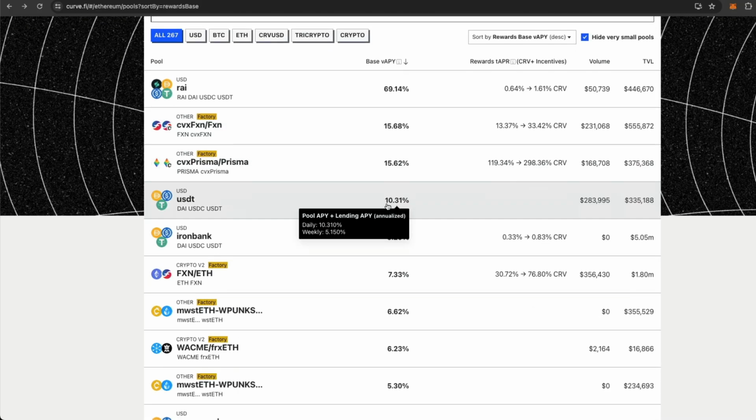For example, here's one that's offering 10%, and it's just the DAI stablecoin, USDC stablecoin, and USDT stablecoin. So 3 stablecoins, and you're able to earn about 10% yield. And you can see there's quite a bit of total value locked here. So potentially a very nice opportunity.